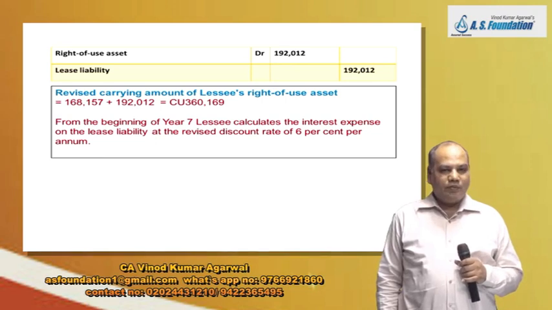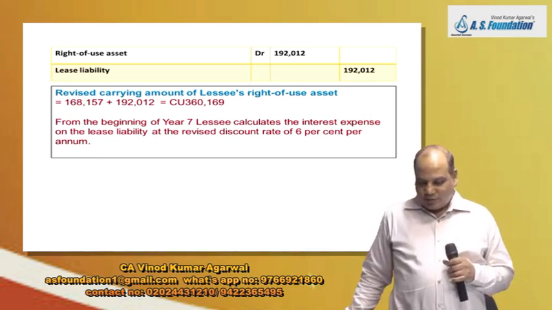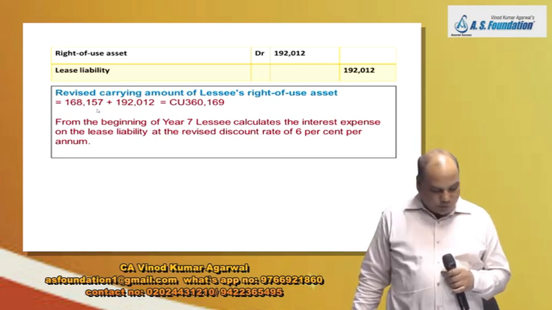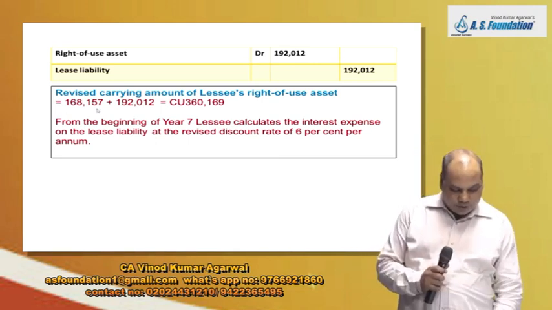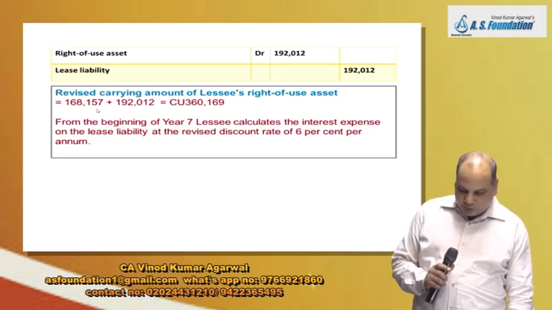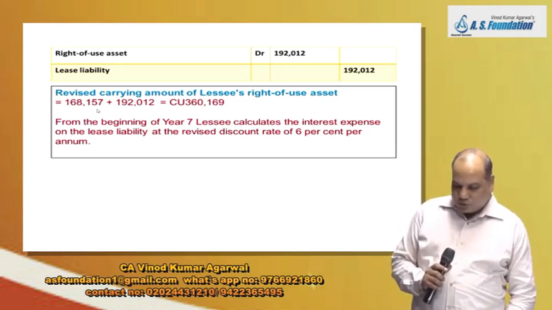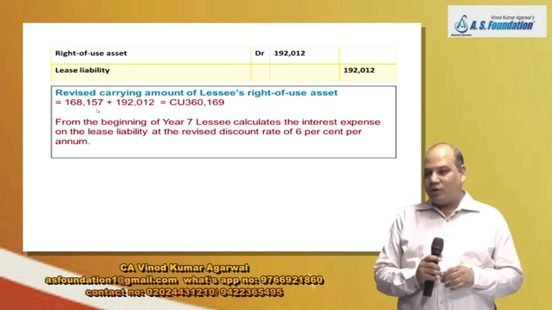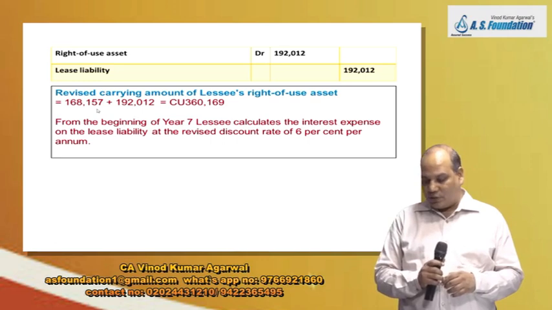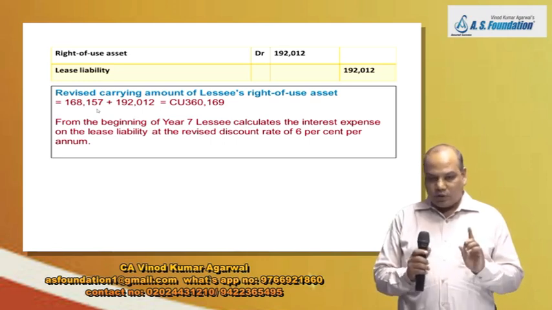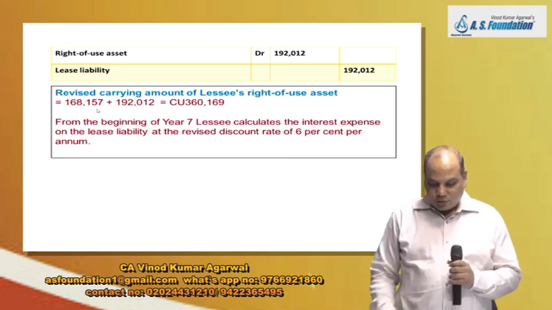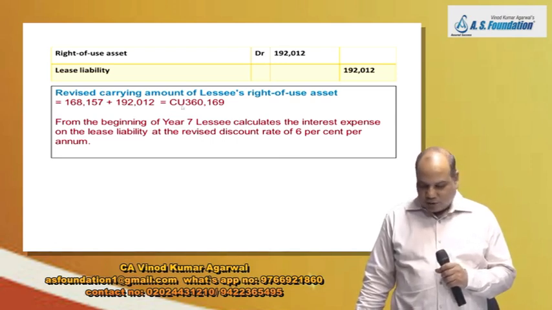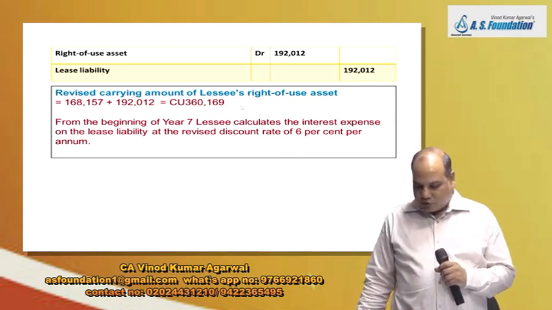After this entry, the carrying amount of the asset will also change. Go to the table last line. What was the carrying amount of that asset after 6 years? 168,157. And you also add 192,012. Is the total 360,169? Keep checking. At least one time you should check. No query will be entertained on this calculation afterwards, okay? Otherwise, I will charge you 300 rupees.